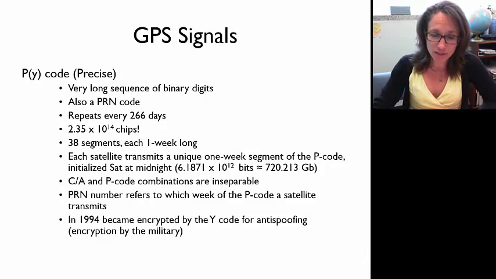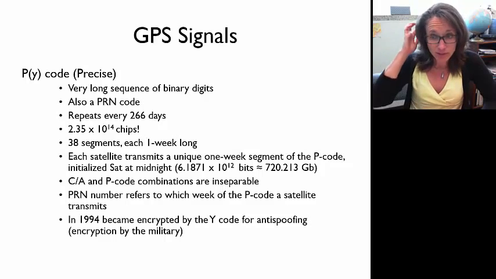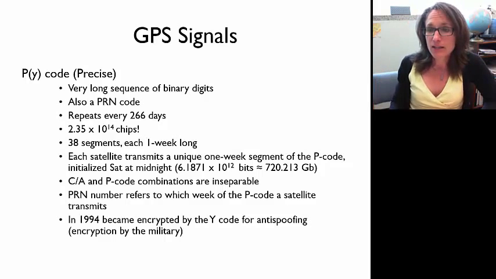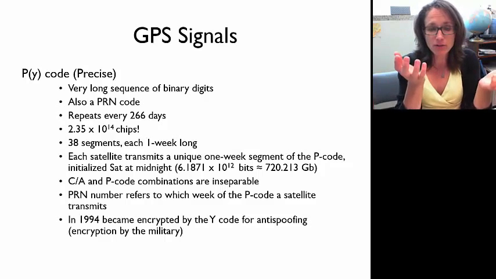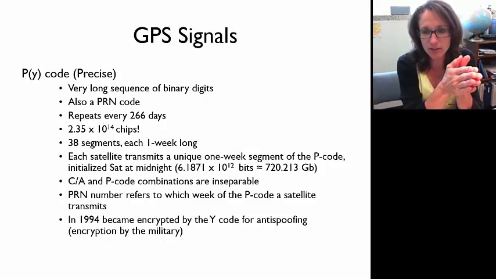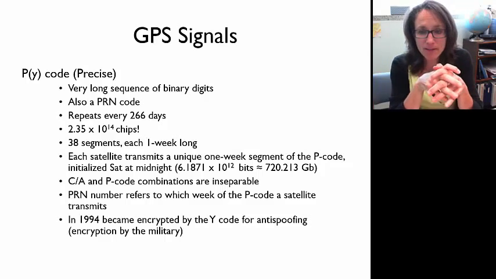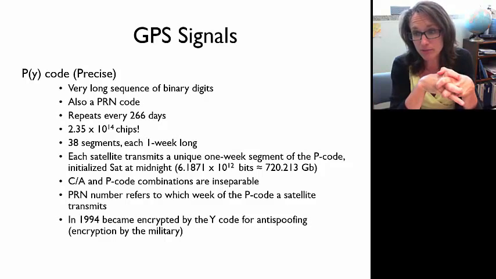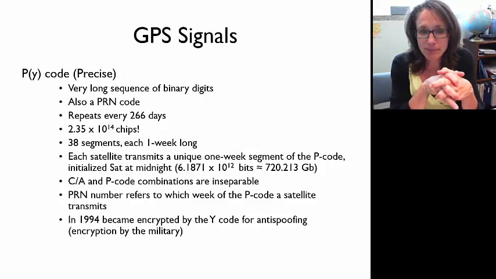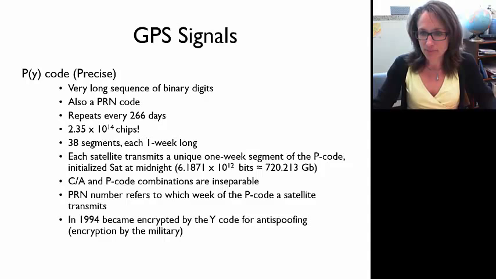It's this very long sequence of binary digits, so it's also a pseudo-random noise code. It repeats every 266 days. It has 38 segments, each 1 week long, and that's where that number comes from. So each satellite transmits a unique 1 week segment of the P code. And a CA code and a P code are combined together. If a satellite is transmitting a CA code, it transmits the P code that goes with it. So those are inseparable. And in 1994, the U.S. military began encrypting the P code with the Y code, which makes it more difficult to mess with the signal, and it encrypts it.